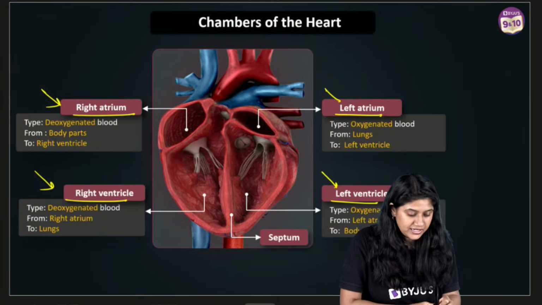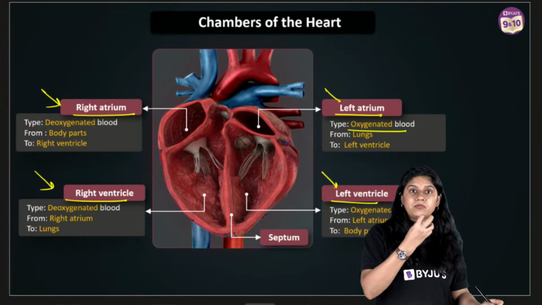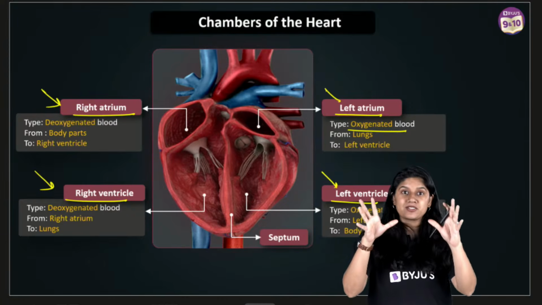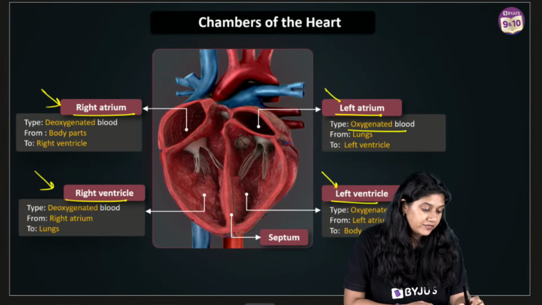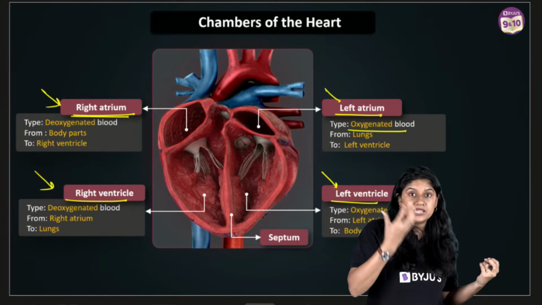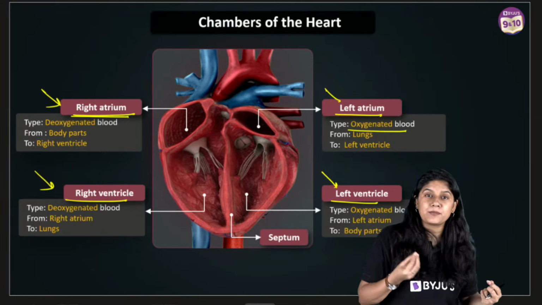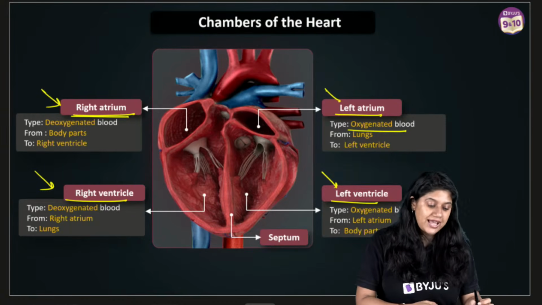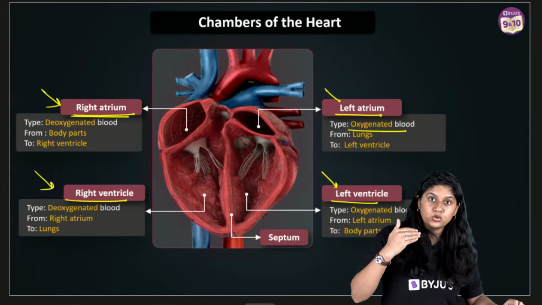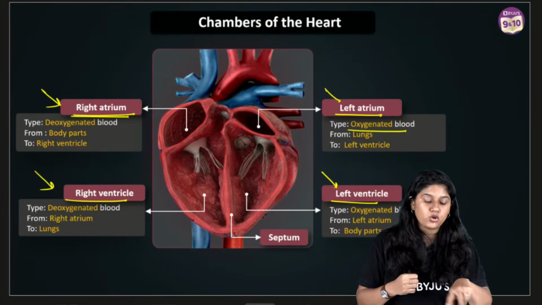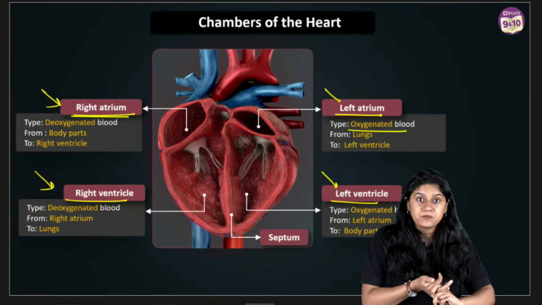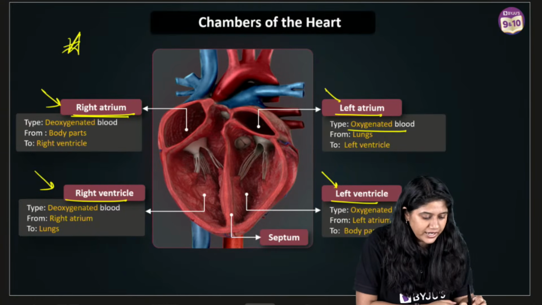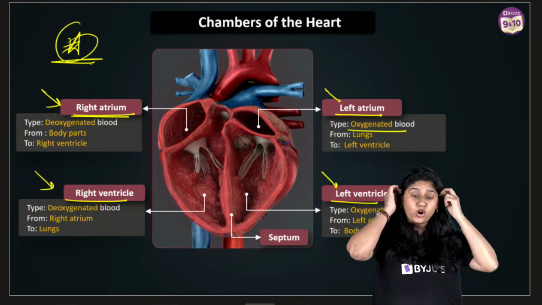Left atrium carries oxygenated blood. It receives it from the lungs. Left ventricle carries oxygenated blood and gives it to the different parts of the body through the aorta. Then we have the right atrium, which receives deoxygenated blood, or the carbon dioxide rich blood, from different parts of the body. And the right ventricle carries deoxygenated blood to the pulmonary artery, which carries it to the lungs. So we have that, right? Everyone, are we clear with the 4 chambers of our heart?